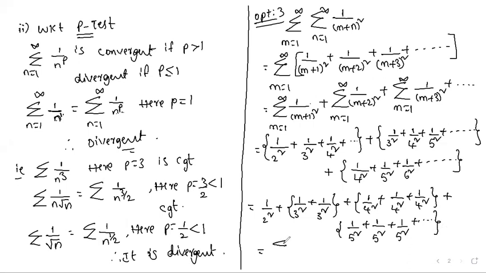So this can be written as summation n is equal to 1 to infinity. We can write one more step, that is equal to 1 by 2 square plus 2 by 3 square plus 3 by 4 square plus 4 by 5 square, and so on.